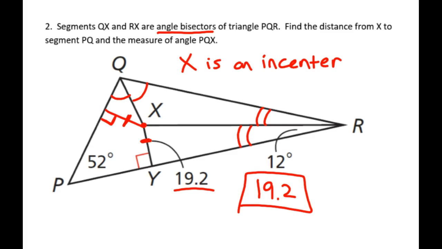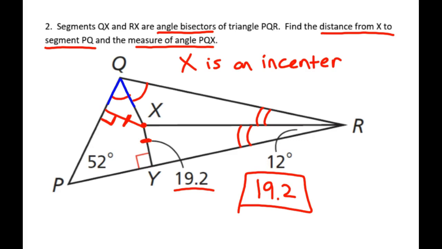And now we want to find, that's one thing, segment PQ, 19.2, the distance from X to segment PQ, right? And the measure of angle PQX. Now, PQX is right here, okay? Now, before we can find PQX, we need to think of the whole big triangle, okay?